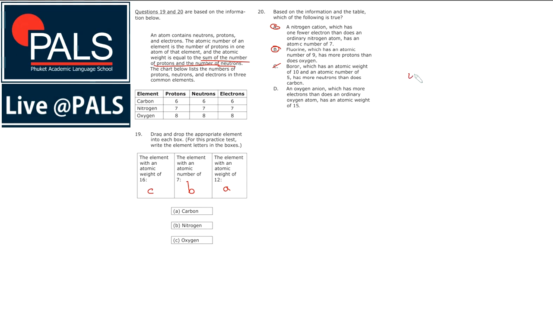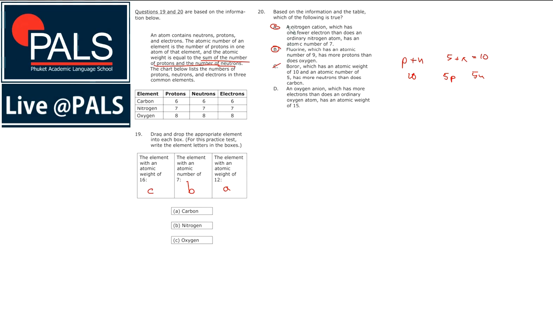Atomic weight of 10, we know that atomic weight is equal to protons plus neutrons. So if it has 5 protons, then 5 plus X is equal to 10. So therefore it has 5 neutrons, and carbon has 6 neutrons. So it's not C. An oxygen anion, which has more electrons than does an ordinary oxygen atom, has an atomic weight of 15. That is wrong. An oxygen atom has an atomic weight of 16, as we can see in the table. Otherwise, this answer sounds actually correct too.